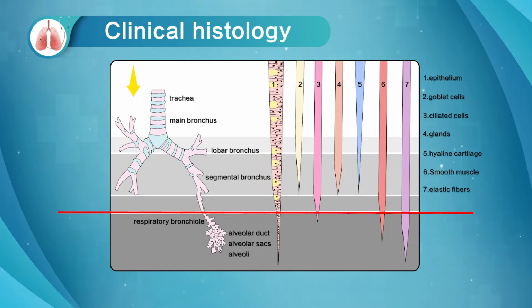When we go down the bronchial tree, the epithelium would change from a pseudo-stratified ciliated columnar epithelium to a simple columnar epithelium at the terminal bronchiole. There are fewer and fewer goblet cells in the epithelium. The number of ciliated cells also begins to decrease at this level, while the glands and cartilage gradually start to decrease from the lobular bronchus. The structural changes are closely related to the functions of the bronchial tree.